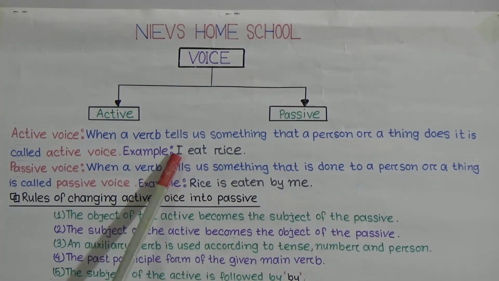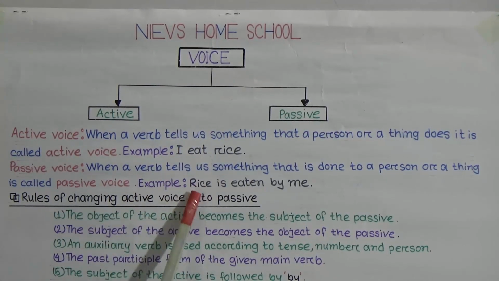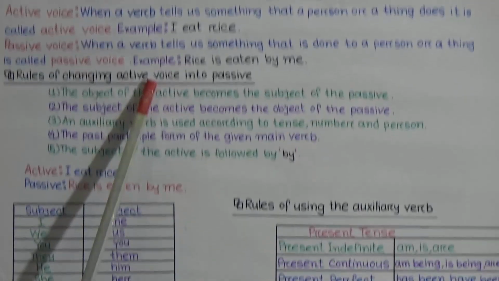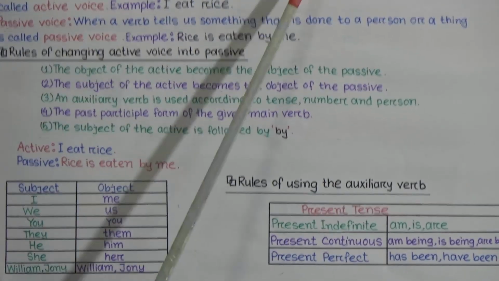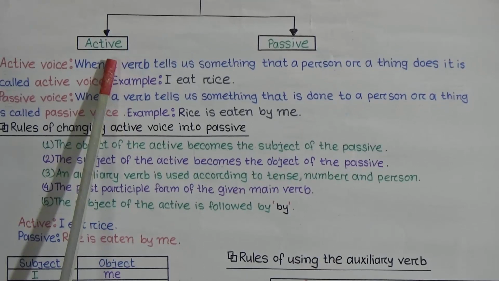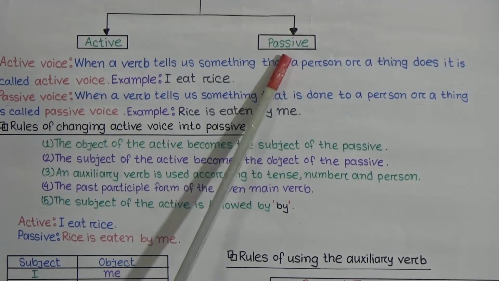Look, in the first sentence of active voice, the subject is I. The work is done by the subject. And in the second example of passive voice, the subject is rice, and the subject can't do the work. Now, students, we are going to learn the rules of changing active voice into passive. We know there are two types of voice, active voice and passive voice.